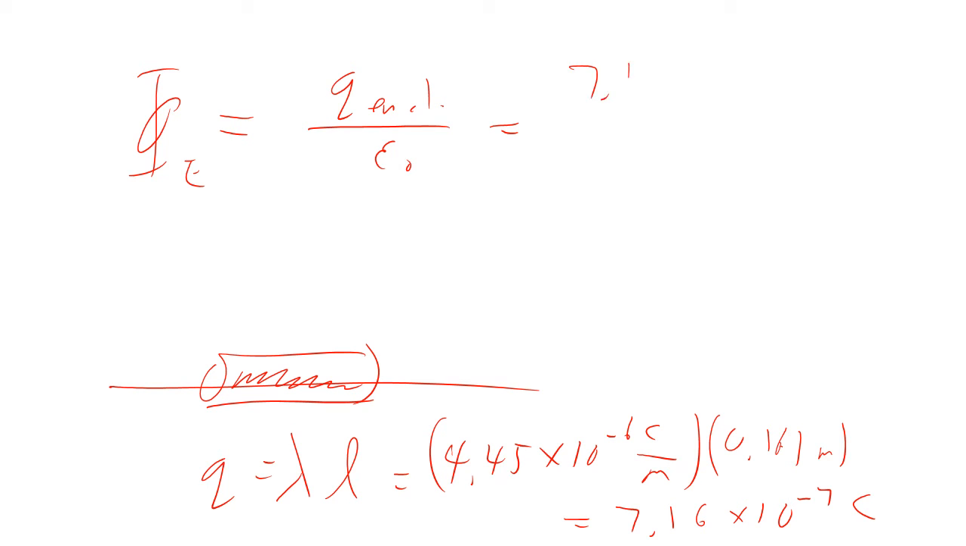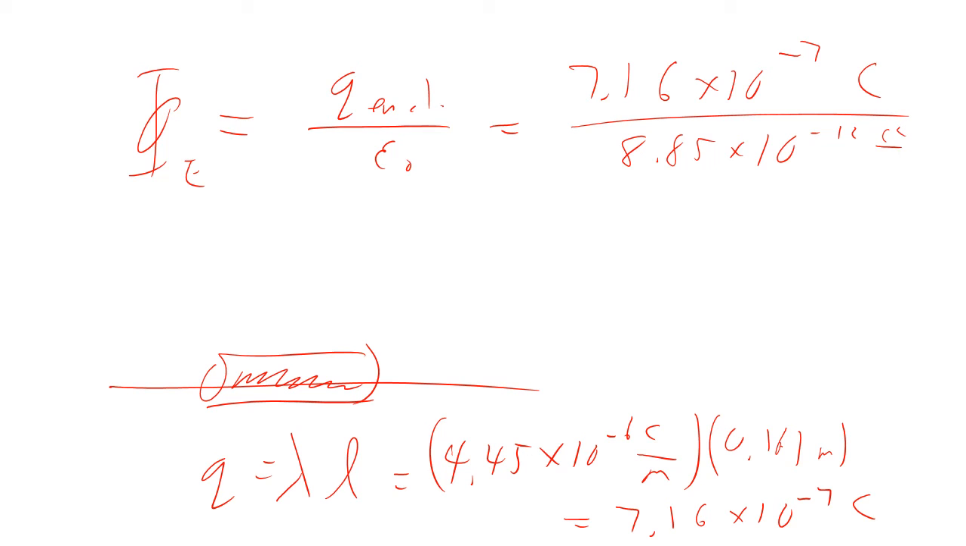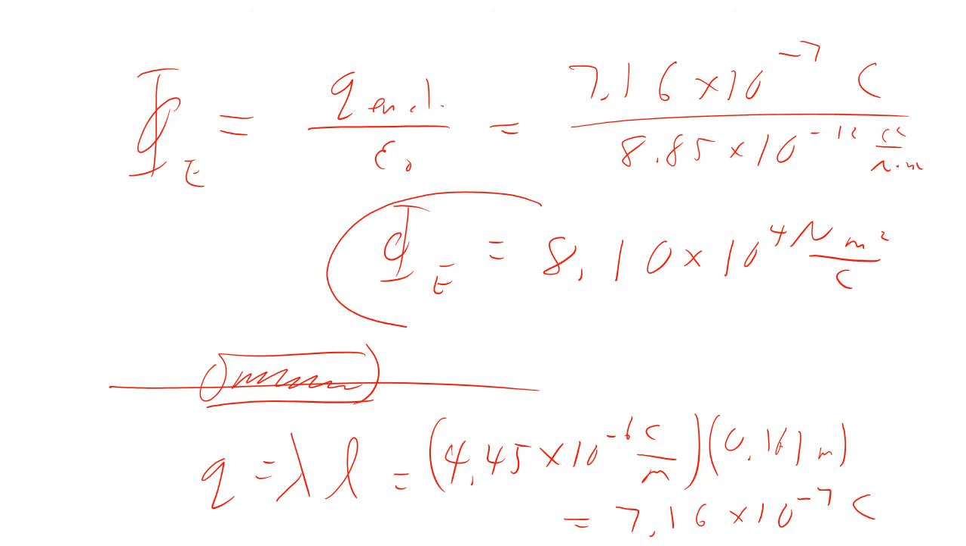So that's going to be 7.16 times 10 to the minus 7 coulombs divided by 8.85 times 10 to the minus 12 coulomb squared per Newton meter squared. And so what we find is that this is equal to 8.10 times 10 to the 4 Newton meter squared per coulomb.